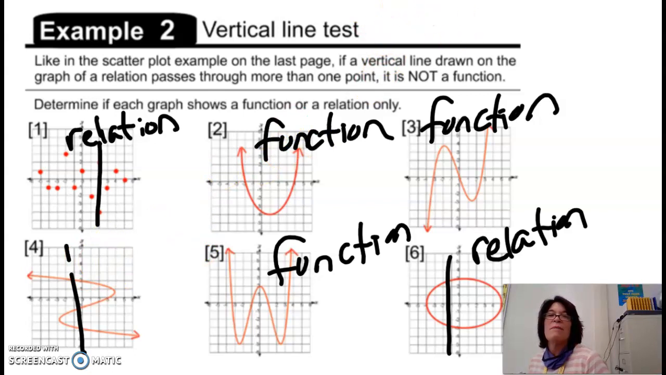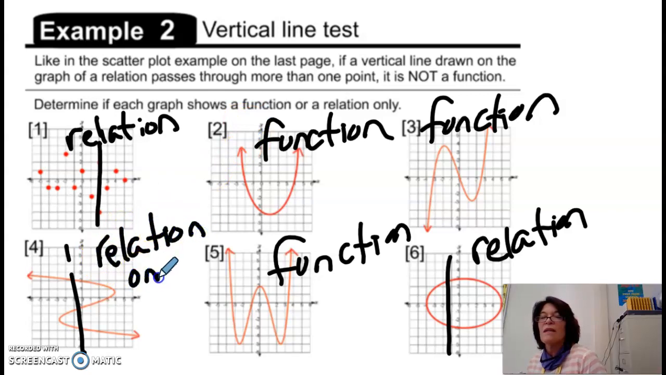See how I do that? I try to make mistakes every once in a while to catch you guys. Hello. This is a relation only. Okay? All right.